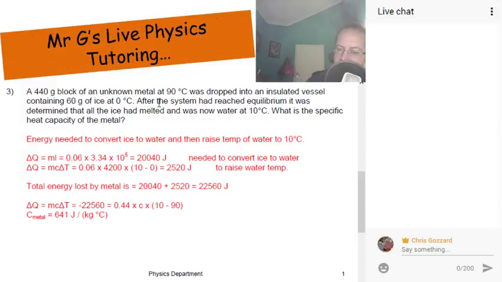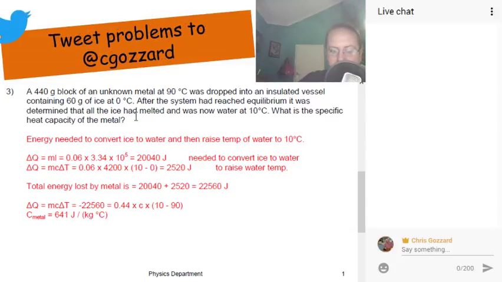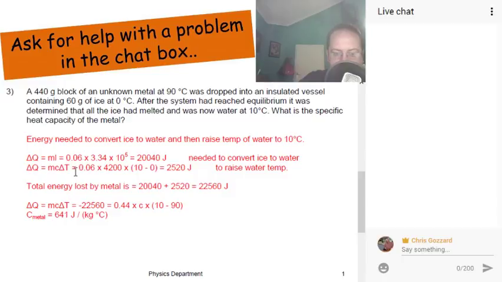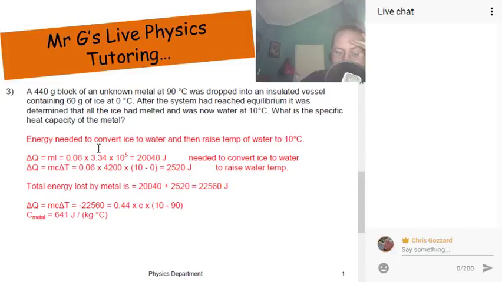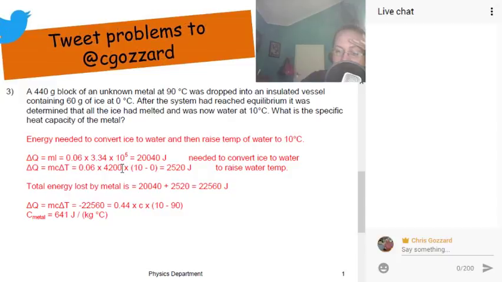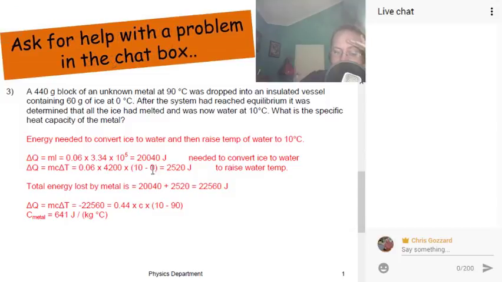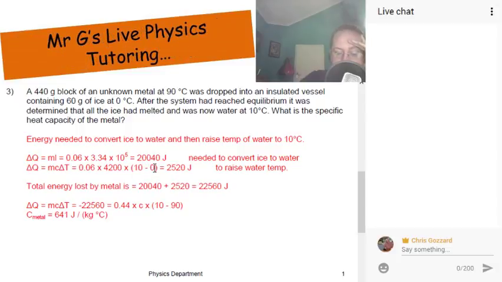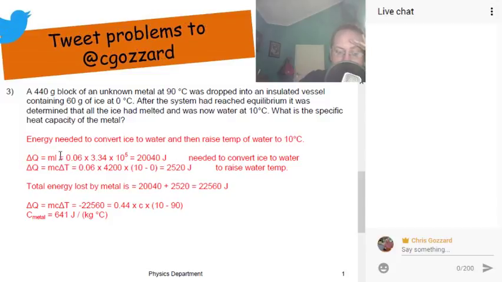Then we're going to increase the temperature. So now we're going to use delta Q equals mc delta T. We put the values in, and again the mass of the ice is the same as the mass of the water. So we've got 0.06 times the specific heat capacity of the water, and then the change in temperature. The final temperature was 10 degrees, so 10 minus 0, and we get 2,520 joules.